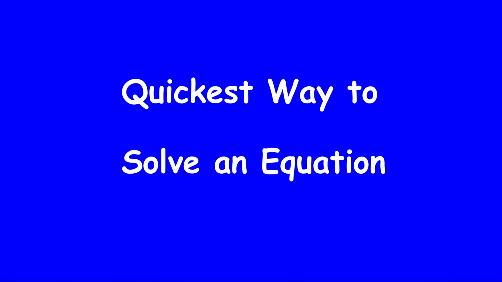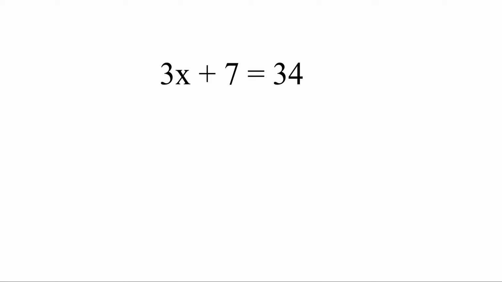Quick ways to solve equations. So our first equation is 3x + 7 = 34. All you need to know is the inverse operations as you solve equations.